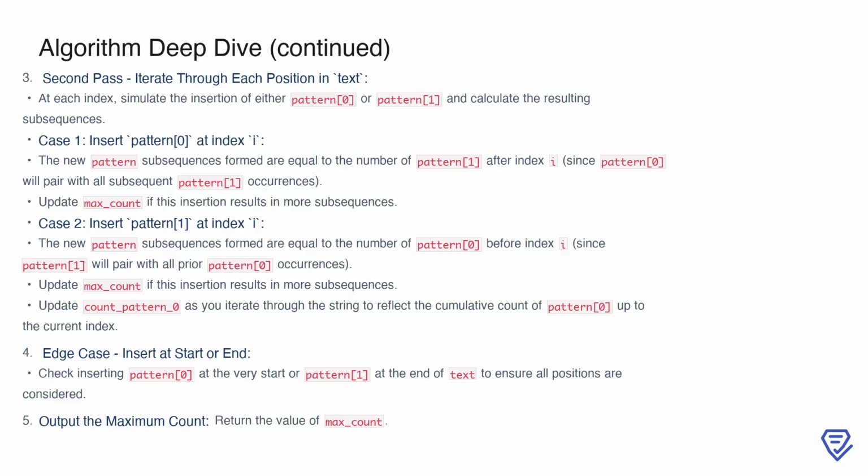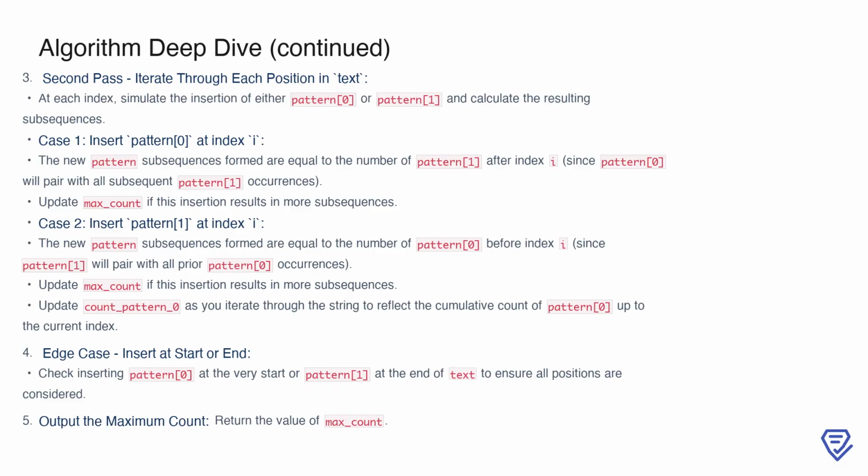At every index, we simulate inserting either pattern 0 or pattern 1 and calculate the resulting number of subsequences. If we insert pattern 0 at a given index, it pairs with every pattern 1 that occurs after the insertion point. Conversely, if we insert pattern 1, it pairs with every pattern 0 that occurs before the insertion point. After evaluating each case, we update the max_count variable if the current insertion results in a higher number of subsequences.